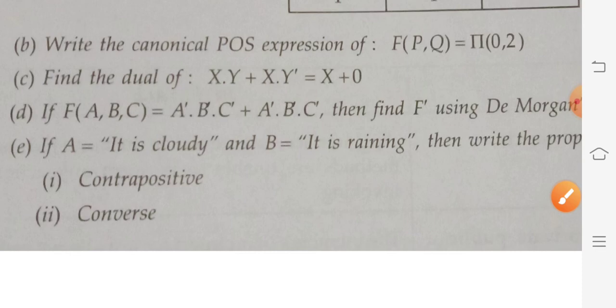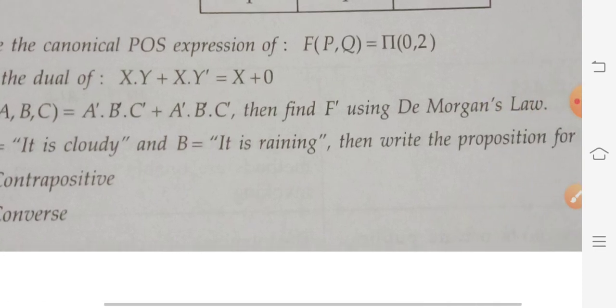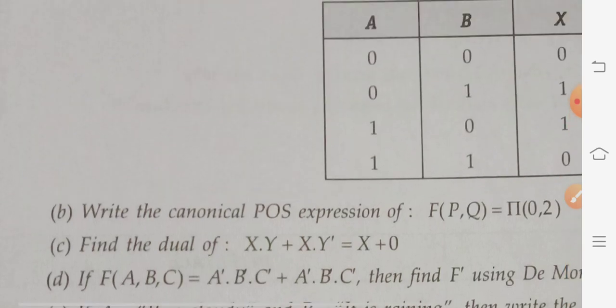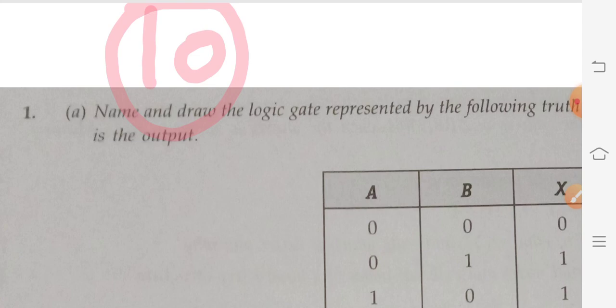Next, if A is it is cloudy and B is it is raining, then write a proposition for the contrapositive and converse of it. So here in total we had 10 questions and all the work you have to do in a separate file. So that's all for today. Thank you. Enjoy your holidays.